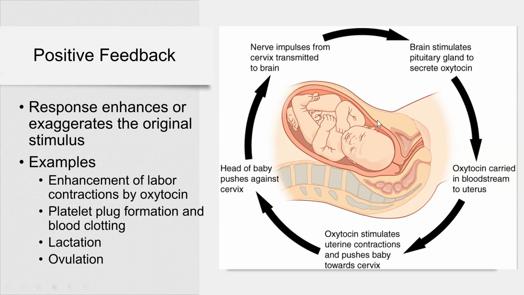So remember, you start the contraction, you have this pressure on the cervix, but now instead of reducing it, you make this pressure even stronger. So you have more pressure, more contraction. The head of the baby pushes even stronger against the cervix. It's carried to your brain, and the brain releases more oxytocin. And this cycle of enhancement and exaggeration continues until the stimulus is reduced. The baby is born, right? Pretty similar with the other examples over here, right?